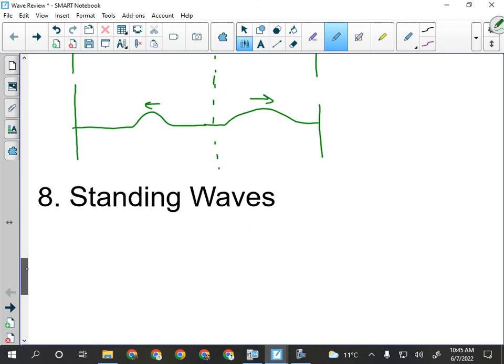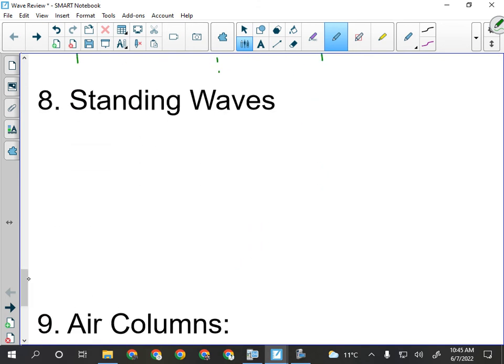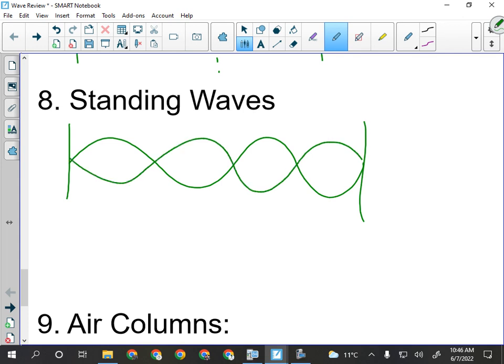All right, standing waves. Terminology is important. Nodes, antinodes. Being able to calculate the wavelength, if I show you a picture. So if I say, what's the wavelength?